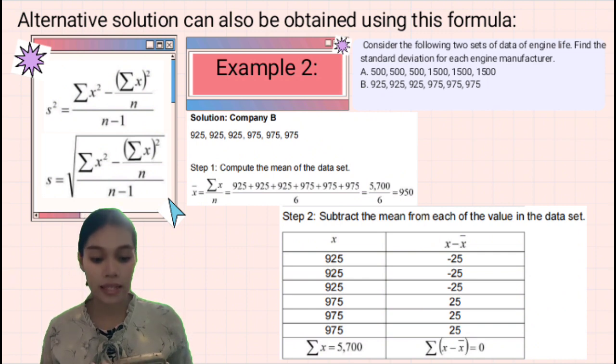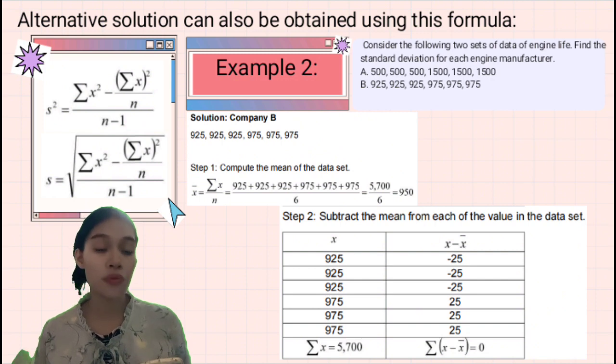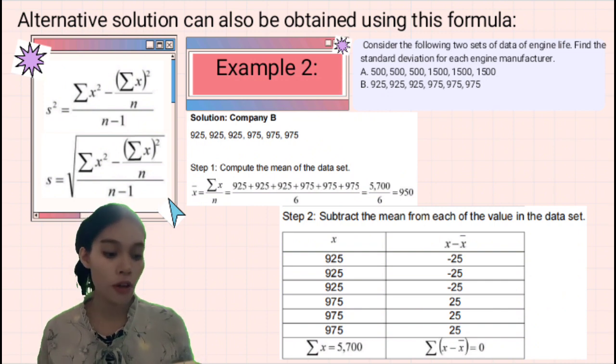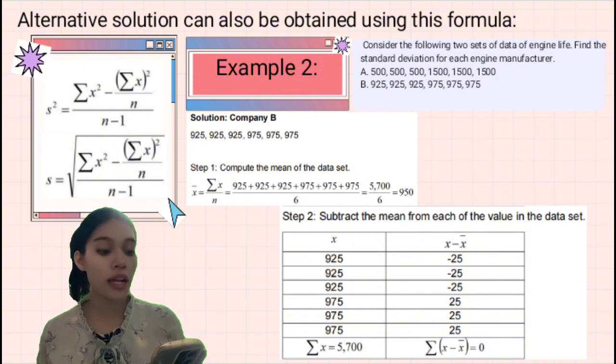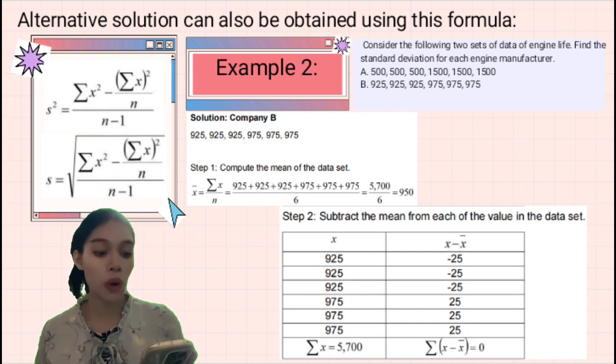So for the second step, we have to subtract the mean from each of the values in the set. So 925 minus 950, we have negative 25, and that goes the same for the two other 925 values. And for the 975, since we have 3 same values, we have 975 minus 950 is equal to 25.